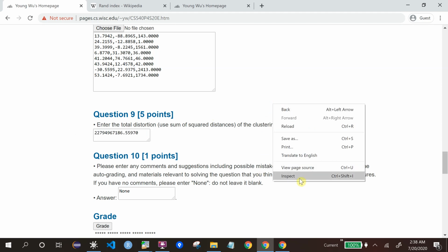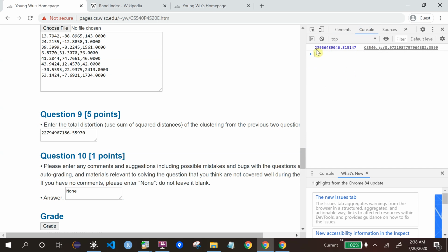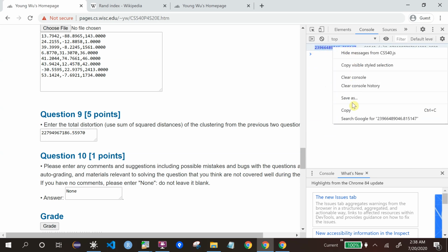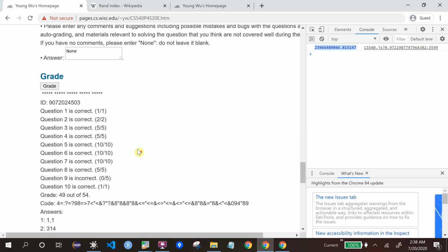So if you use inspect and look at the console, then you can see a number. That number is the total distortion computed given your clustering. So if you copy this and paste it here, and here it's graded as 0. So if you click grade again, it should give you 5.